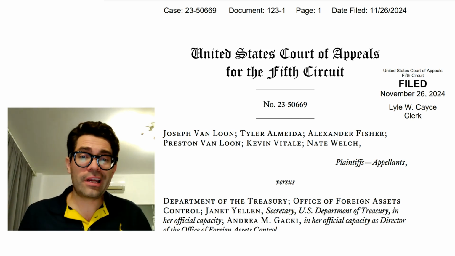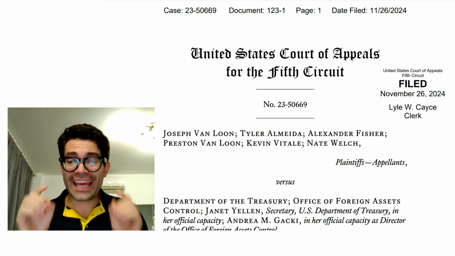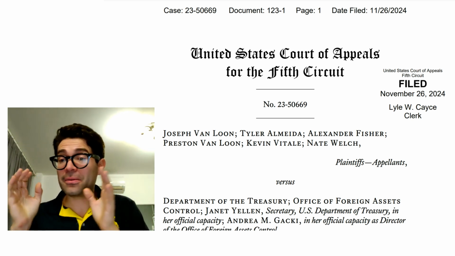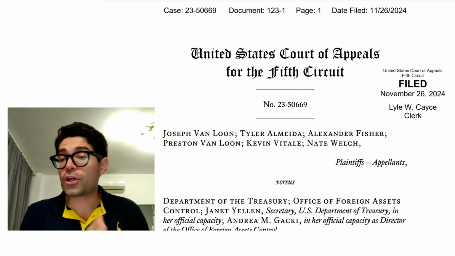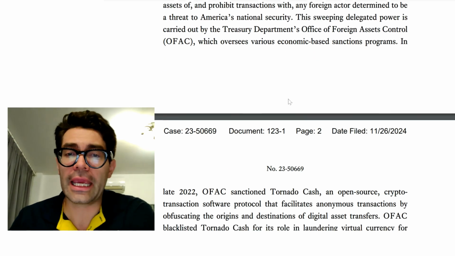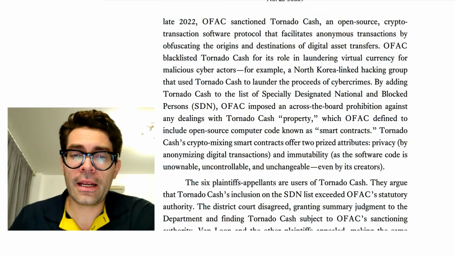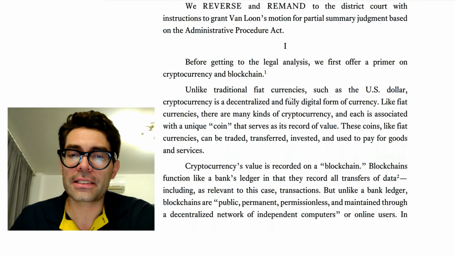But now, the United States Court of Appeals for the Fifth Circuit has said that the process done by the US government was not right. And I'm going to go through the case and what happened, what the history is, and what the key element is of what is happening here.